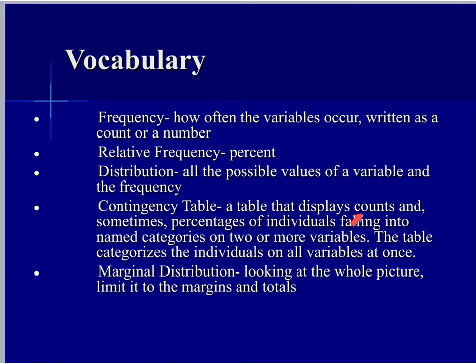Contingency tables are tables that display the counts, sometimes percentages, of individuals falling into the named categories on two or more variables. The table categorizes individuals on all the variables at once, and we're going to make one of those today. And then when we have a contingency table, we look at the marginal distribution, which is the margins. Okay, so let's look at marginal is margins and the totals of that distribution.